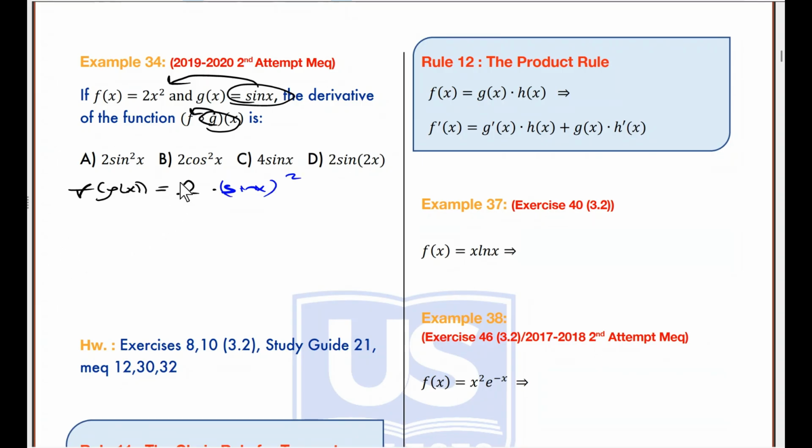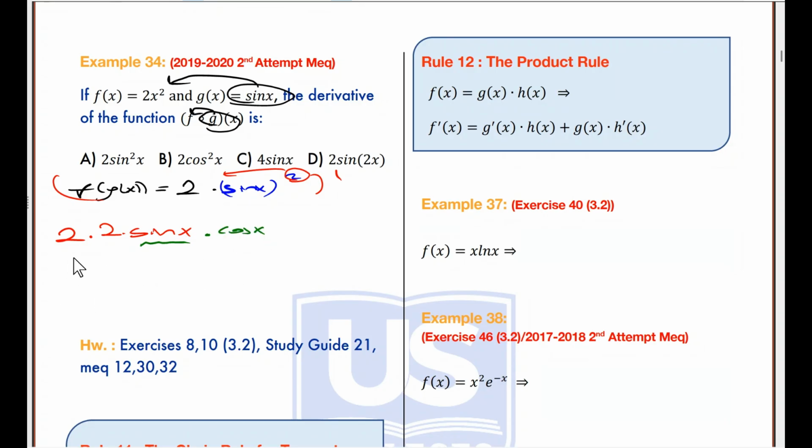Now, we can take the derivative. What is the derivative of this? We have a coefficient. Coefficient stays. Bring down the power in front, times 2 sine x to the power of 1, multiplied by derivative of the base, which is cosine x.